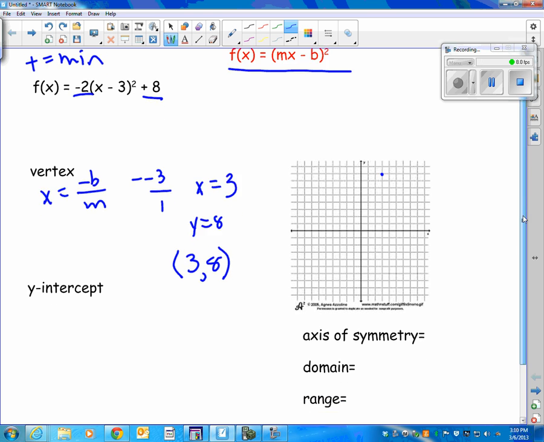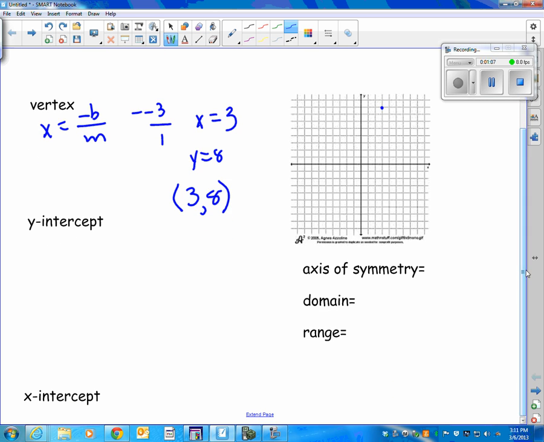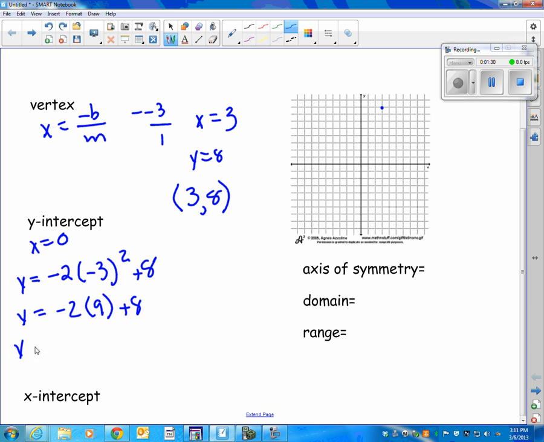The next step is the y-intercept. The thing that makes this the easiest to figure out is just knowing that x will equal 0 in your y-intercept. So we can just take our original equation and plug 0 in for x. So y would equal -2 times (0 - 3) squared plus 8. Of course, a negative times itself is going to be a positive because the negatives cancel out, so that's -2 times 9 plus 8, which turns out to be -18 plus 8, which is -10. We can go ahead and graph that also.